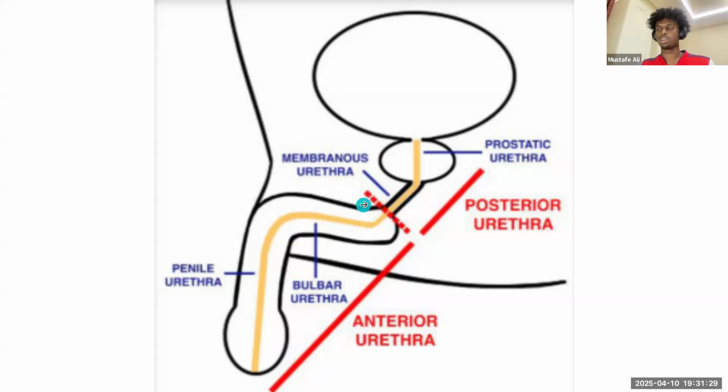Okay, these two types of injuries are very important to know. Dr. Atif did say that he's 99% sure he's going to bring a question from either one or maybe even both, so make sure to remember both of these injuries. If it's a straddle type injury, it's the bulbar urethra that's most likely to get damaged. If it's a catheter injury, then the membranous urethra is most likely to get damaged.